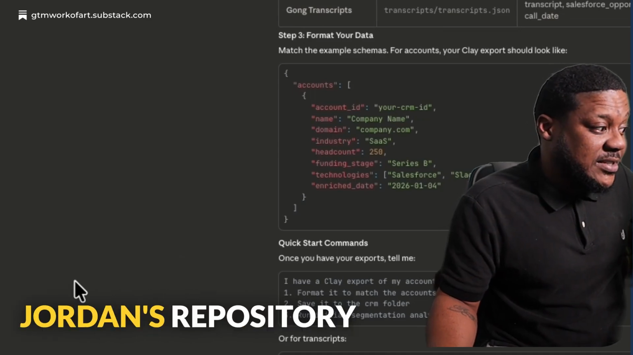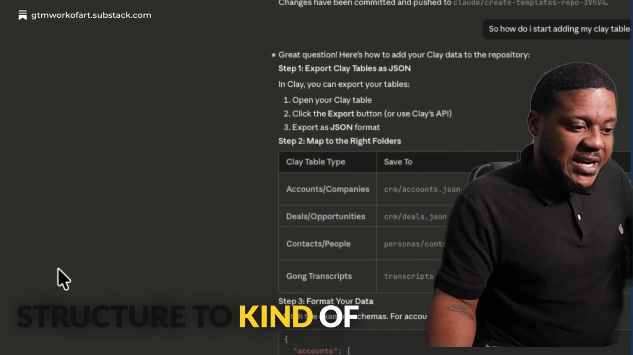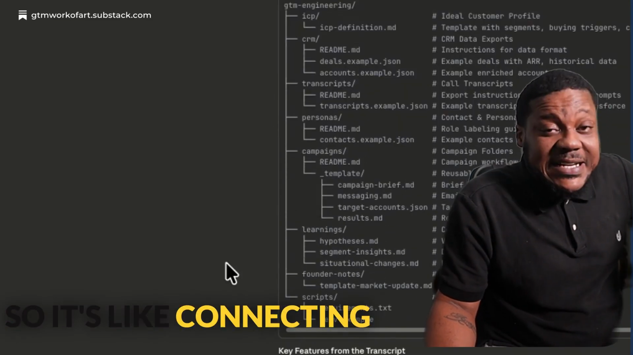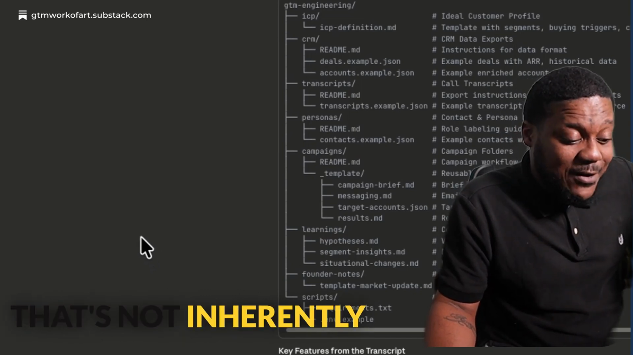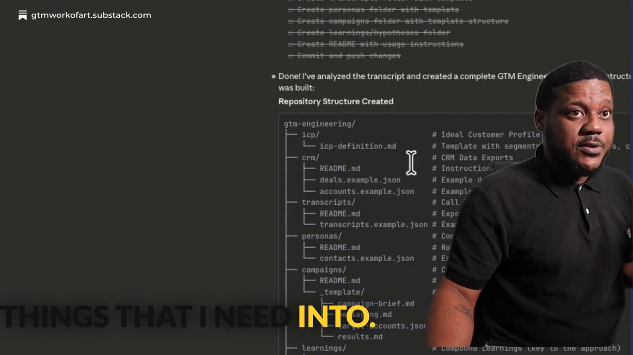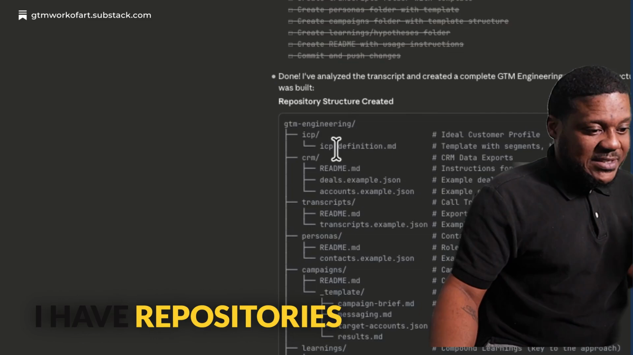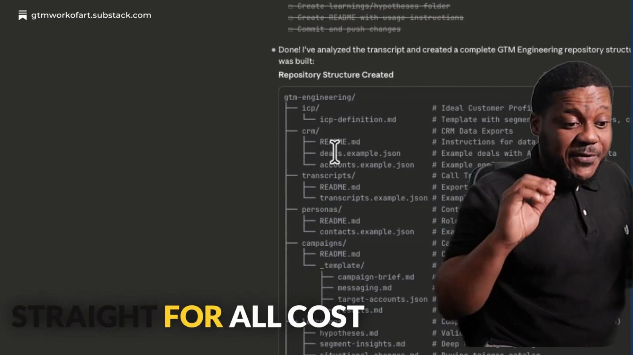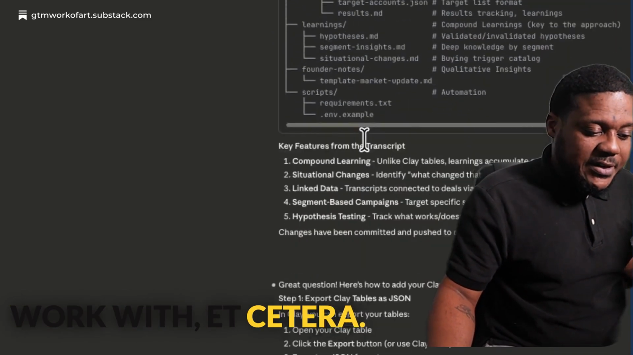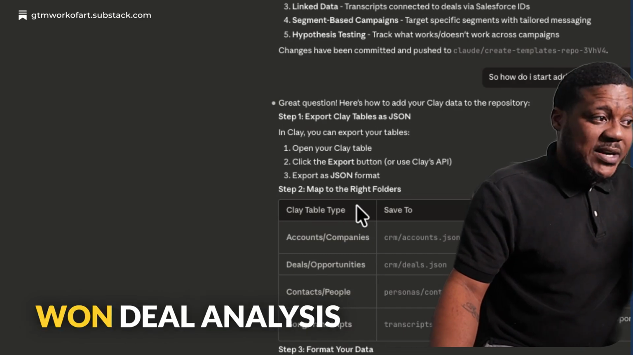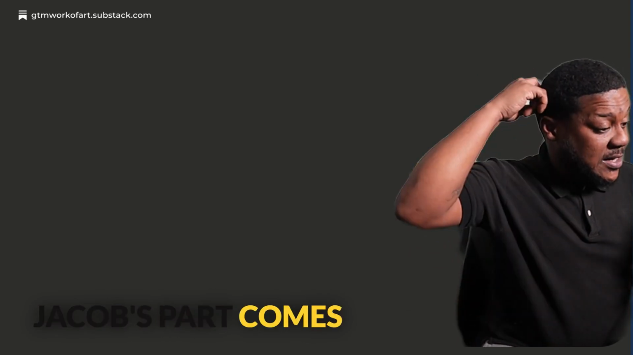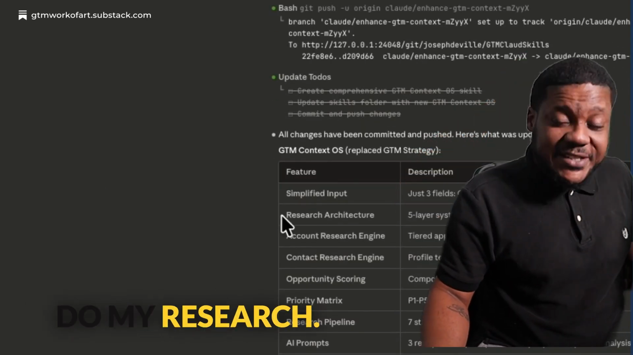And then I used Jordan's repository structure to compound all the learning I'm doing. So it's like connecting all my Clay tables that aren't inherently connected. And I pipe different things that I need into the repositories. I have a repository straight for ICP, straight for all call transcripts, for all the different personas I work with, etc. And then I have one doing the one deal analysis in repositories. Jacob's part comes in more when I do my research.